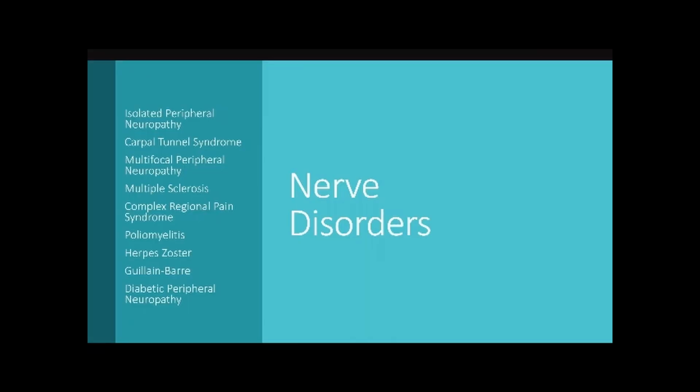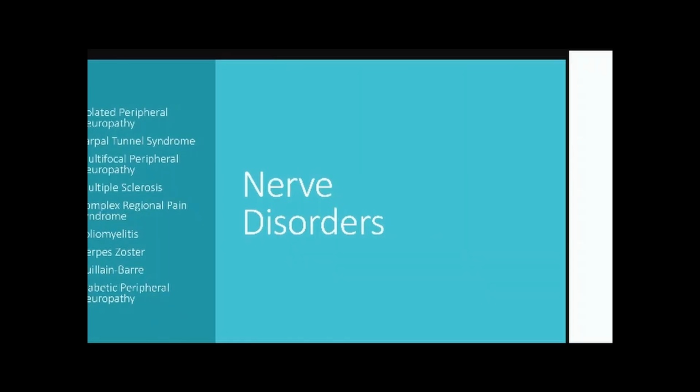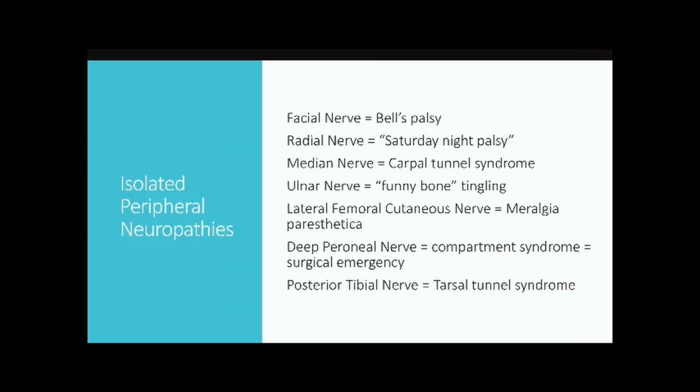Okay, so that's it as far as those things are concerned. Now we'll just go over some quick nerve disorders by itself, and we'll finish the rest next week. So some isolated peripheral neuropathies. Okay, facial nerve. If you have a facial nerve palsy, it's Bell's palsy, where half the face is down.